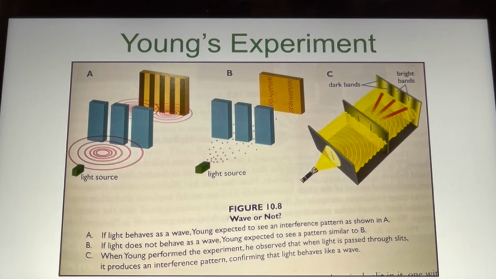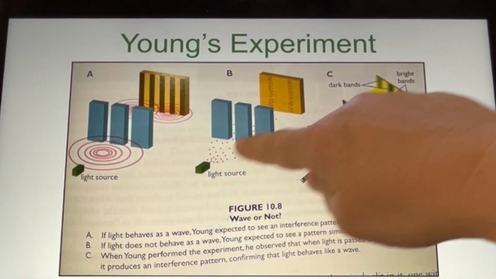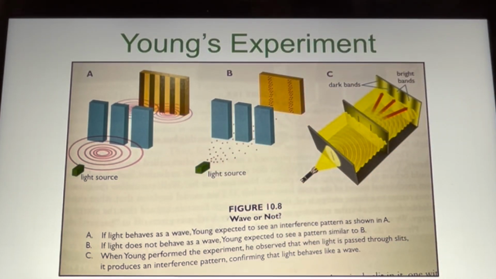Now, let's talk about Young's experiment. If light behaves as a wave, Young expected to see an interference pattern as the waves overlapped. If light did not behave as a wave, then he would expect to see the light travel in a straight path. All right, figure 10.8a. So we're talking about this setup over here. If light behaves as a wave, Young expected to see an interference pattern as shown in A. The setup for B. If light does not behave as a wave, Young expected to see a pattern similar to B.